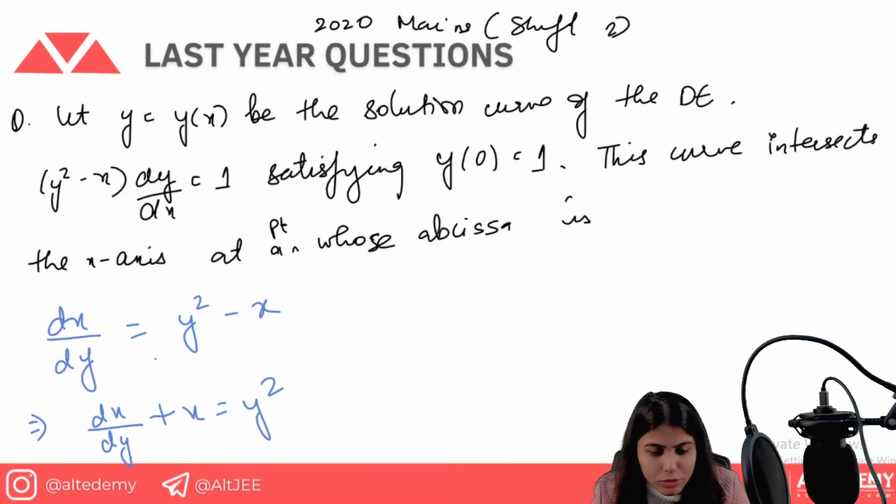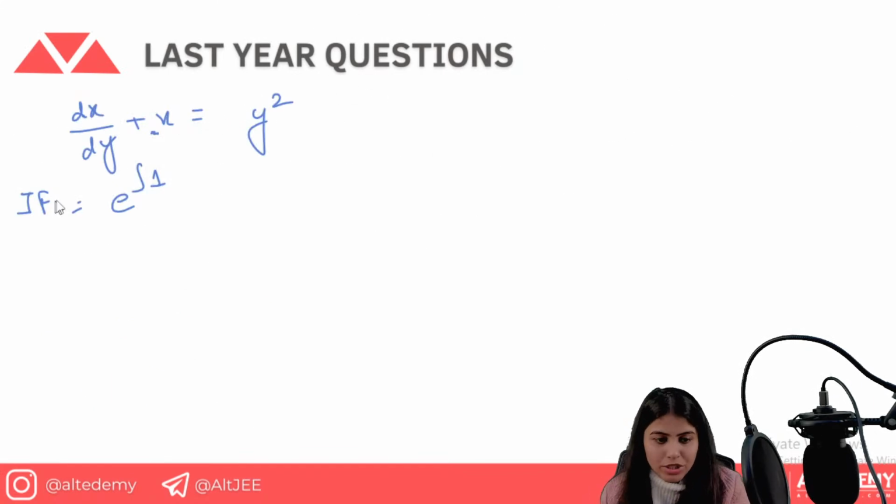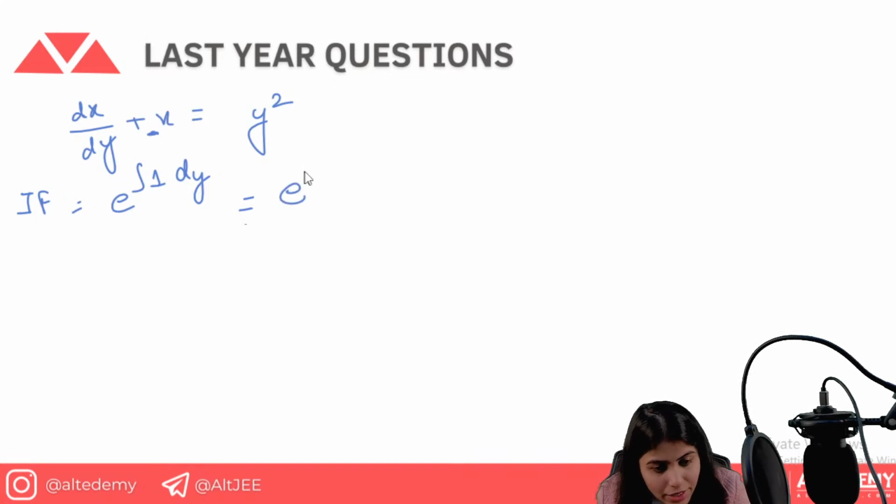So dx by dy plus x is equal to y square. This is the equation. Now for calculating the integrating factor of this second type of linear differential equation, you have to integrate with respect to dy. The coefficient of x is 1, so the integrating factor is e to the power y, because we are integrating with respect to y.